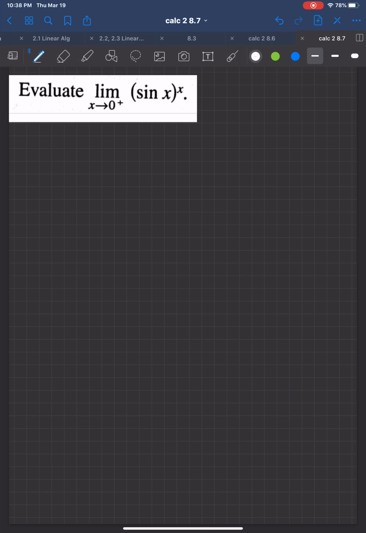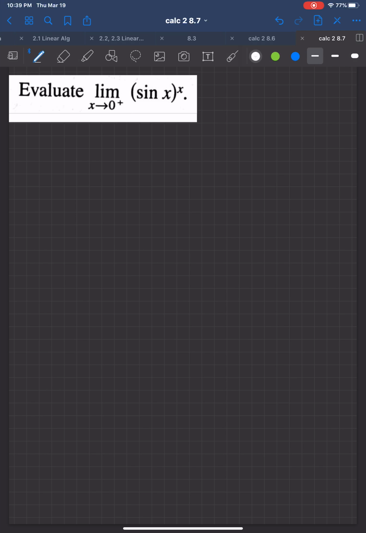So now we're asked about evaluating the limit as x approaches 0, and this time it's to the right of 0. So now we're asked about evaluating the limit as x approaches 0 from the right side of sine of x to the power of x. Okay, so how do we do this here?